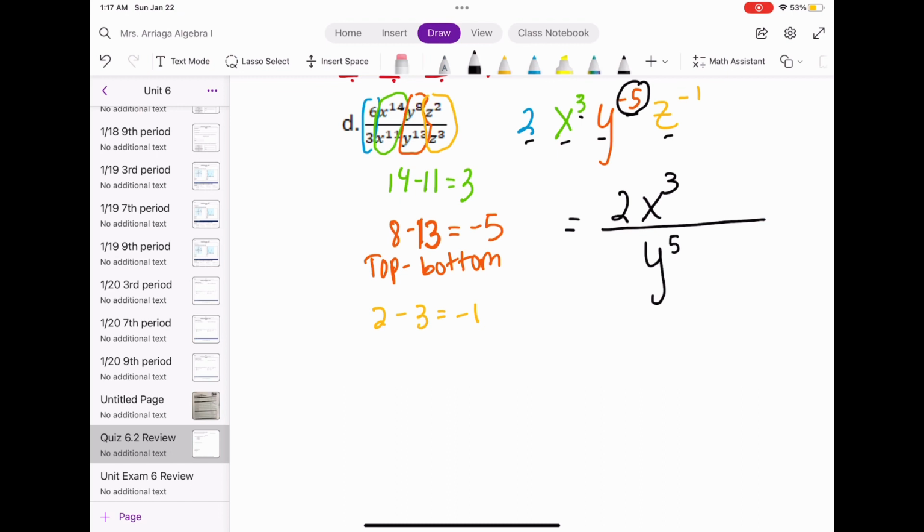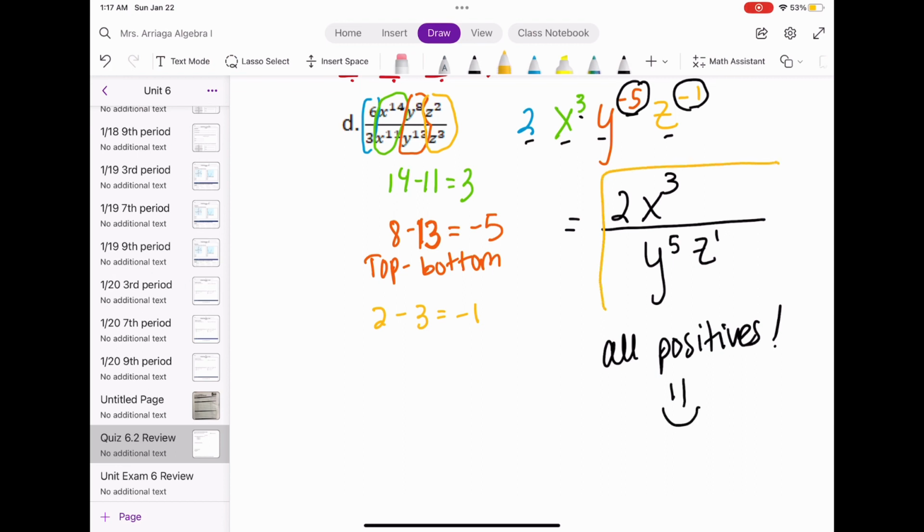And the same thing happens to z. z has an exponent of negative 1. That means that you have to flip it. And if it's on top, now it should go on the bottom. And once it's in the bottom, remember, those exponents are positive now, no longer negative. So now that we have all positives, we're done. And that's our answer.